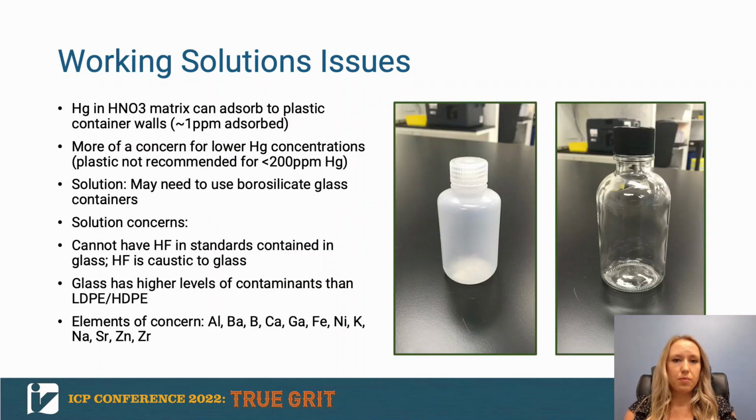We've discussed issues with mercury sticking to plastic components or plastic containers in a nitric acid only matrix. So one of the options that we presented was containing your solutions in glass instead of plastic. However, this is going to introduce some additional contamination, as glass is going to have quite a bit higher level of contaminants than something like LDPE or HDPE. So you want to make sure that you're looking at those and taking that into account, and looking at what your other analytes are in the analysis.